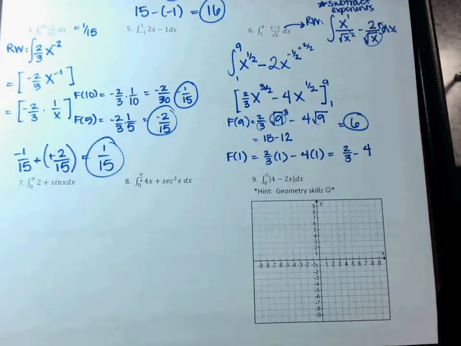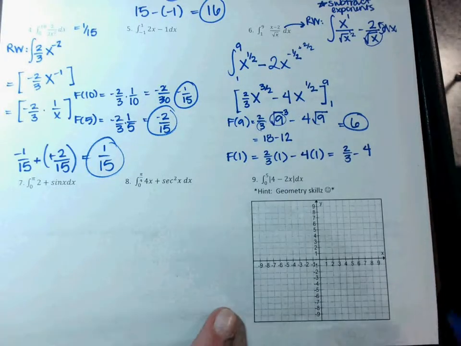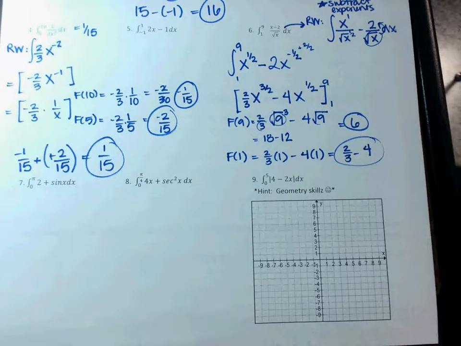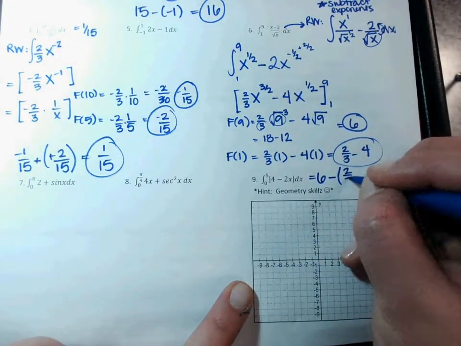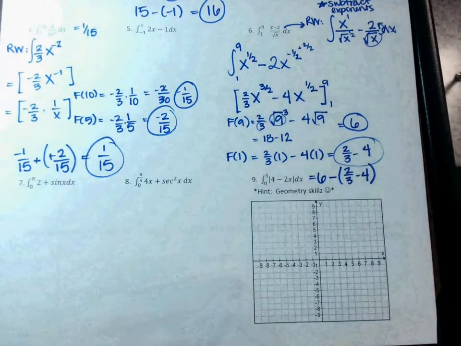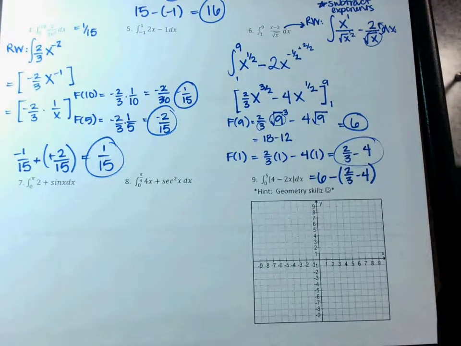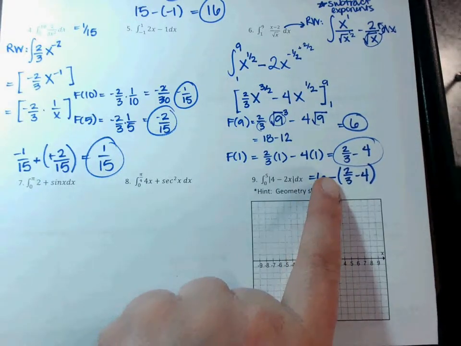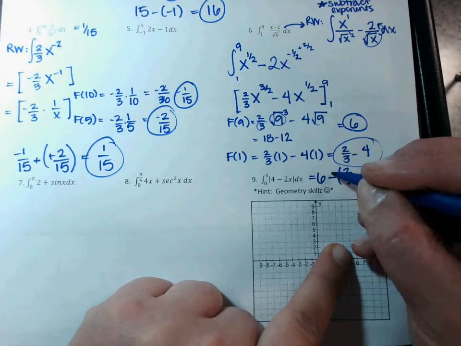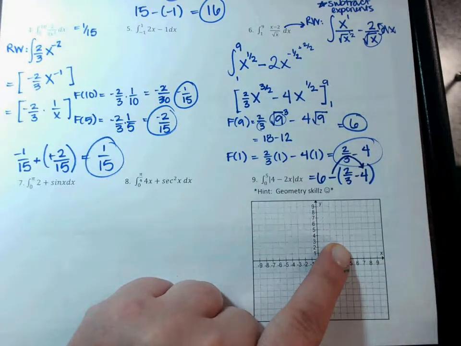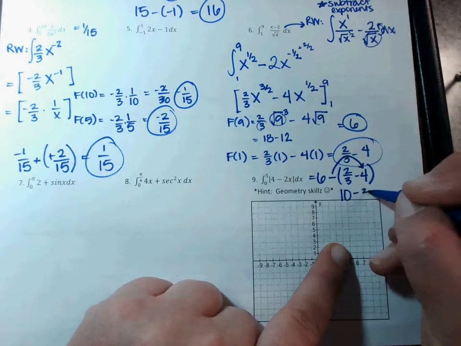Okay, so it comes out to be 2/3 minus 4. Okay, then from here, I'm going to subtract the top and the bottom. So my answer would come out to be 6 minus 2/3 minus 4. Now, question: I'm about to put the 6 and the 4 together. If it's 6 minus negative 4, what is that really? 6 minus negative 4 is really 6 plus 4. So that would be 10 minus 2/3.